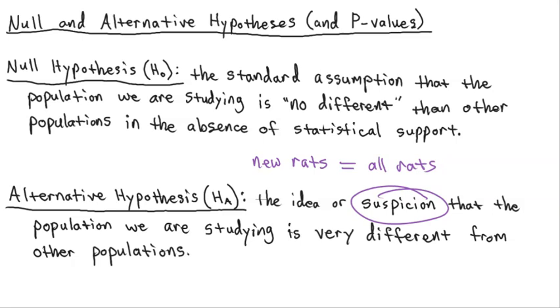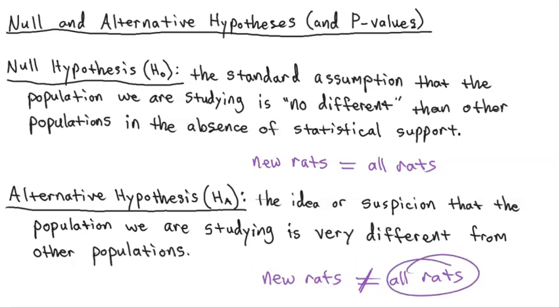How? Well, he's been watching these rats, and there's something different about them. And so he thinks that the new rats are actually different than, that means not equal to, all rats. And so his alternative hypothesis is that the new rats are not equal to all rats. Not equal is the same thing as saying different, or very different. So he thinks the new rats are very different from all rats, and that's why this is the alternative hypothesis.